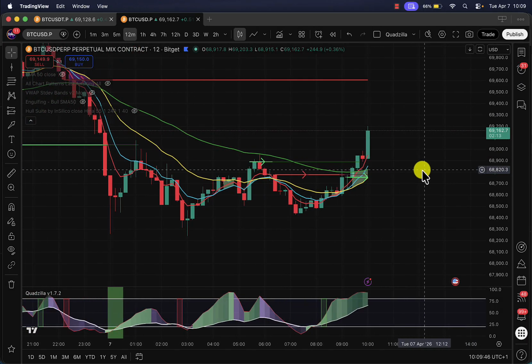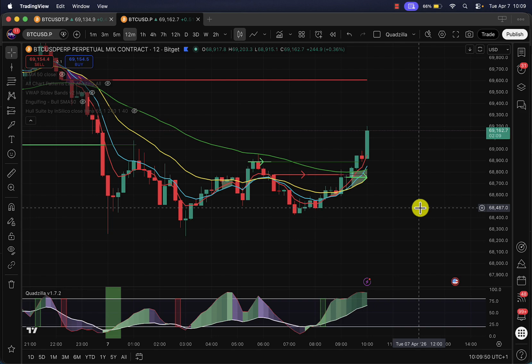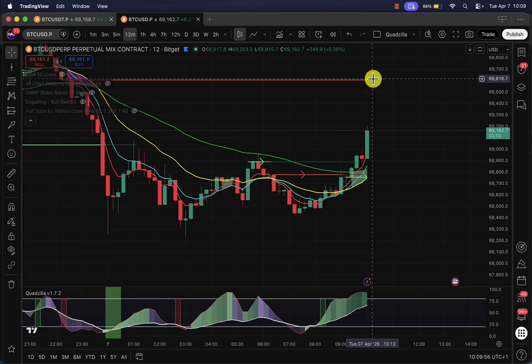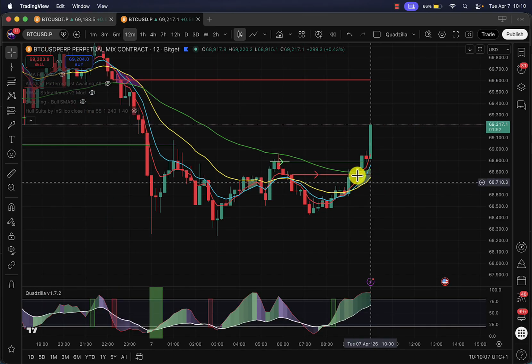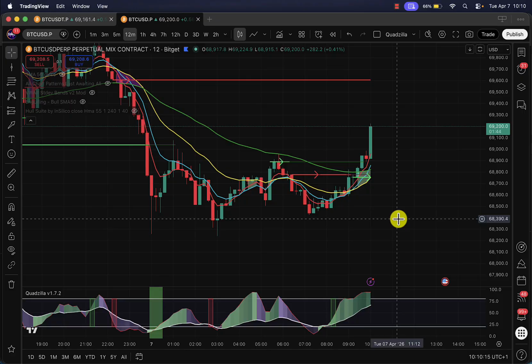Okay, so we've got a nice little pump above that step 3, so that's all done now. It looks like we're heading for this one here, at which point we might reject there. So that's up at like 69,600. We still haven't got the cross of the yellow and green EMAs yet though, but it looks like that could happen reasonably soon if that carries on the way it is doing.